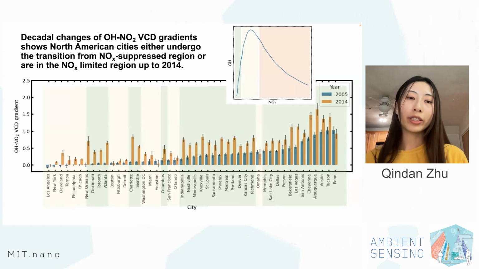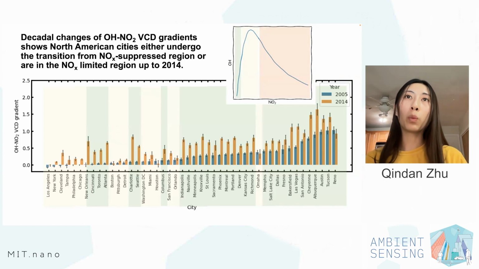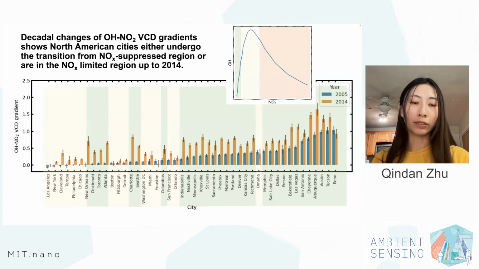The largest changes occur for the middle group, and we found nearly 2/3 of the cities completed the transition between the NOx suppressed regime and the NOx limited regime. And there are still 1/3 of the cities that were in the transition regime. Comparing 2005 to 2014, we can now conclude that in 2014, North American cities either underwent the transition from the NOx suppressed regime or were already in the NOx limited regime.